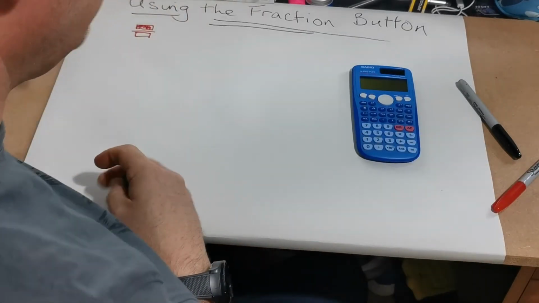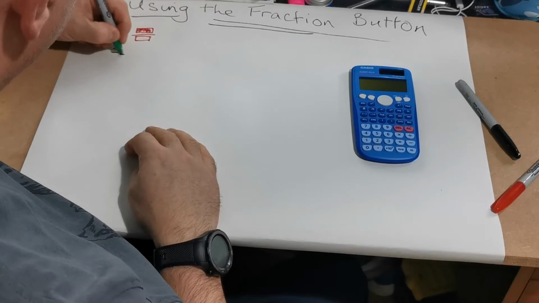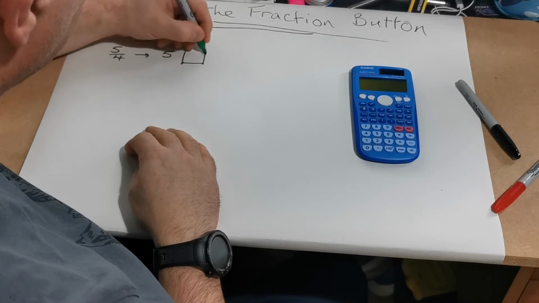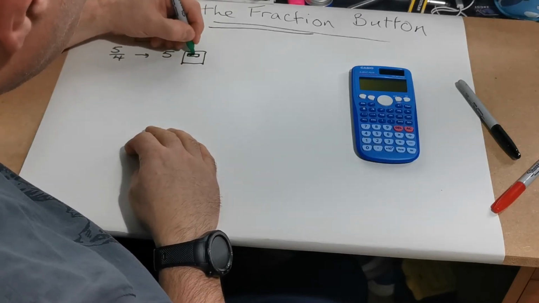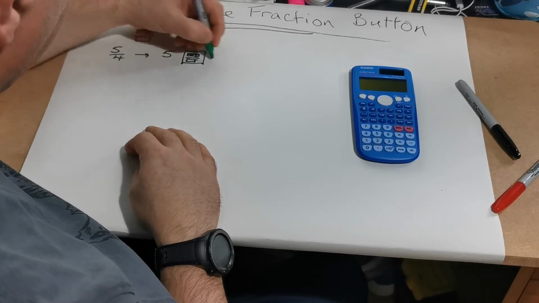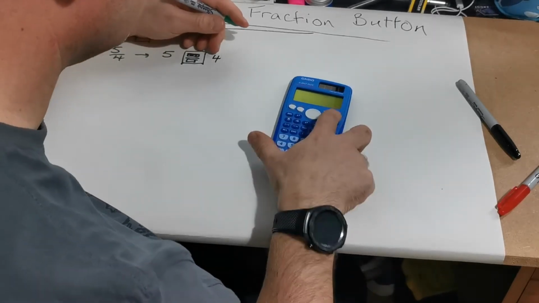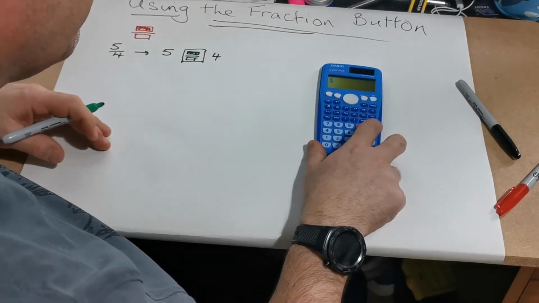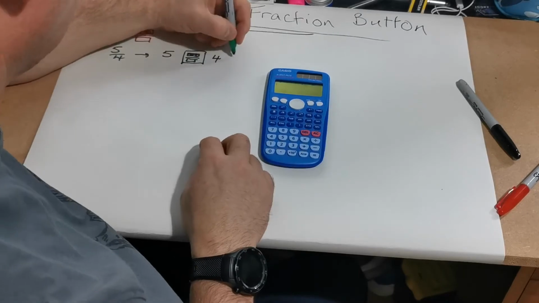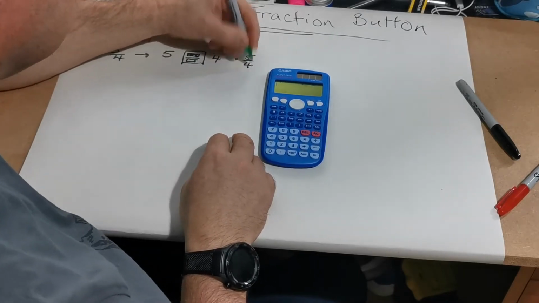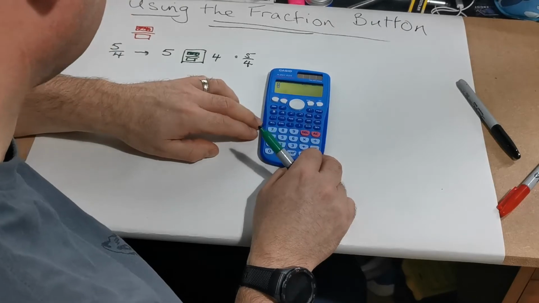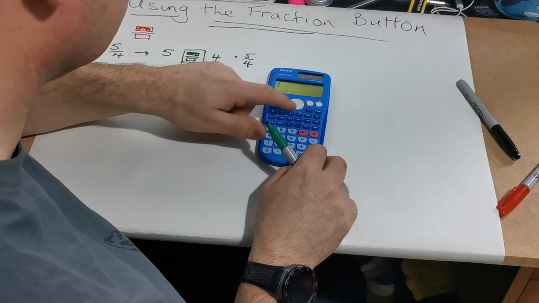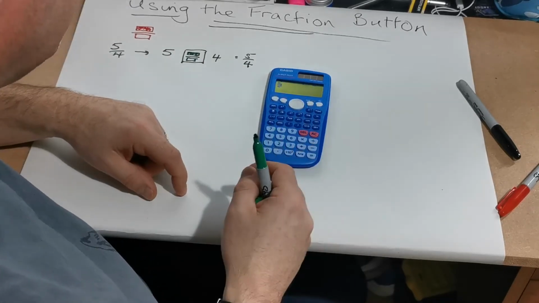Now the way you use it is if you wanted to put in 5/4, you could either press 5 and then that button, and then 4, and you would see on your screen 5 over 4, which puts 5 over 4 into your calculator. You could also press it at the beginning and press 5 and then scroll down using that button, and then you can put 5/4 in.